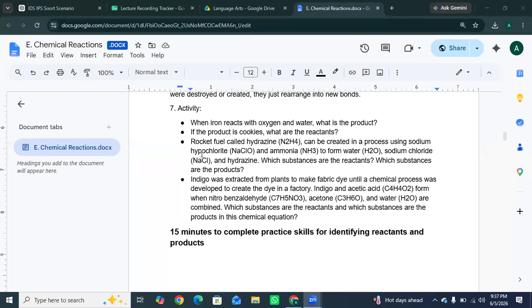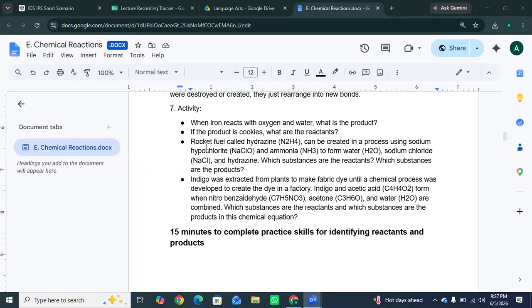Here is the activity. When iron reacts with oxygen and water, what is the product? Yes, when iron, oxygen, and water react, the product is rust. If the product is cookies, what are the reactants? If the product is cookies, the reactants are flour, sugar, eggs, butter, etc.